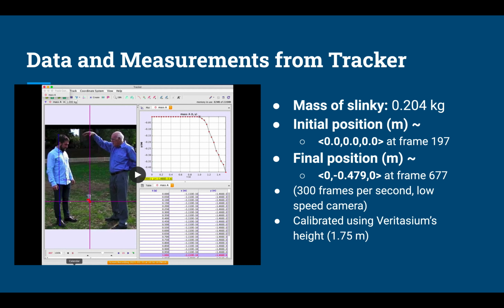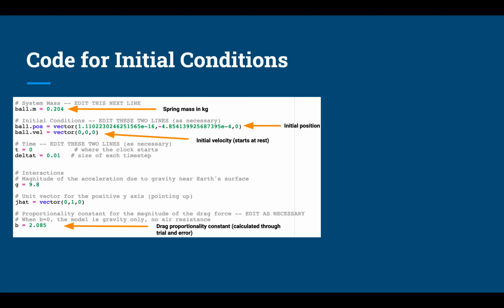This was recorded on a low speed camera, which records 300 frames per second. So that's why the gap between the frames is so large. And we also calibrated using Veritasium's height, which is the man standing on the left, and his height is 1.75 meters.